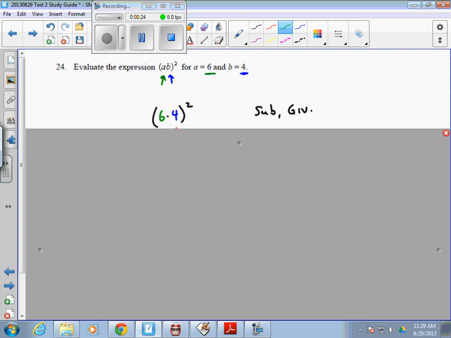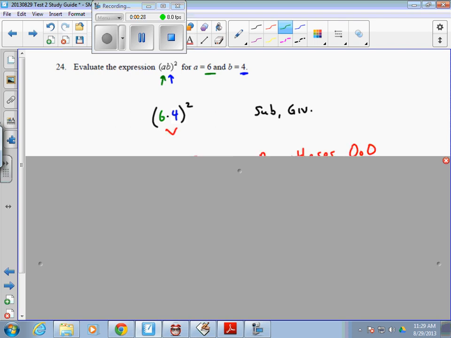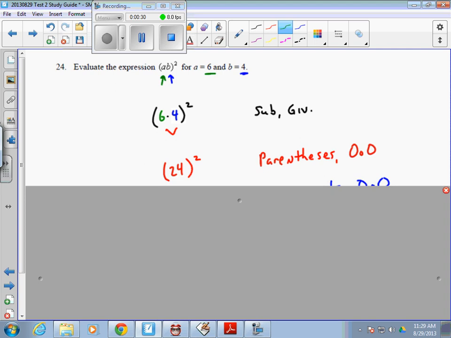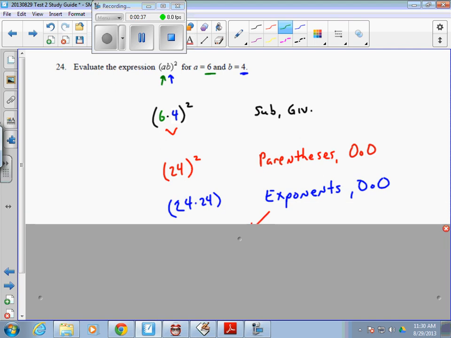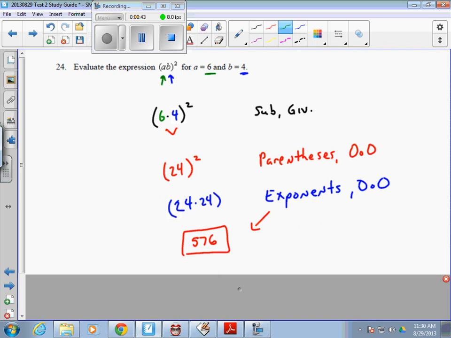So we have 6 times 4 squared. That's substituting in given values. Then we're going to multiply 6 times 4 and get 24 because you have to do what's in parentheses first according to order of operations. Then 24 times 24 is 24 squared. That's evaluating our exponents, which gives us 576.